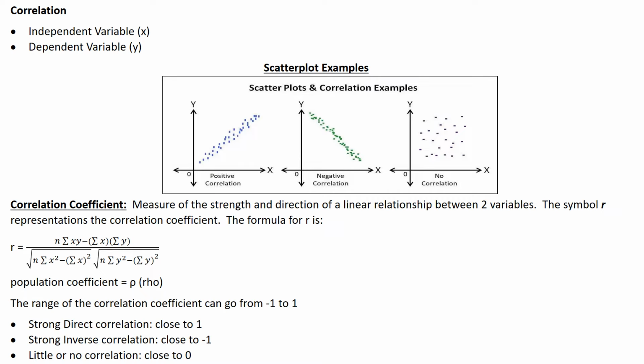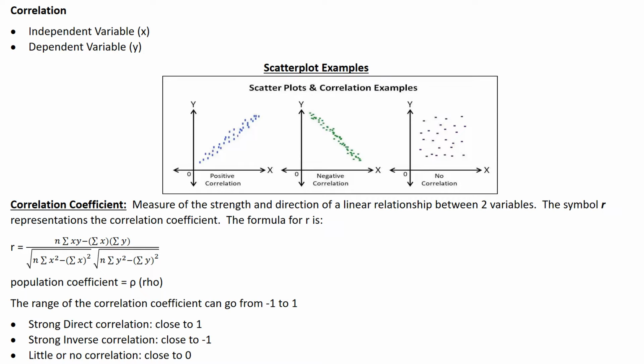You can see my three pictures here. I've got positive correlation up and to the right, and that's the same as positive slope. Negative correlation, the middle one: as x increases, y decreases, and vice versa. And then the third one on the very right, no correlation. There's no relation between y and x.